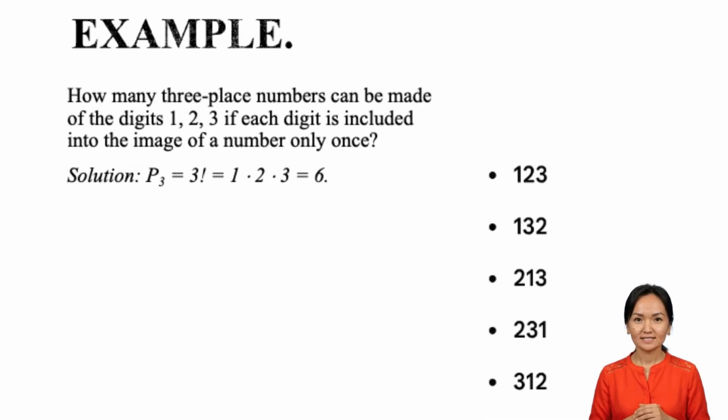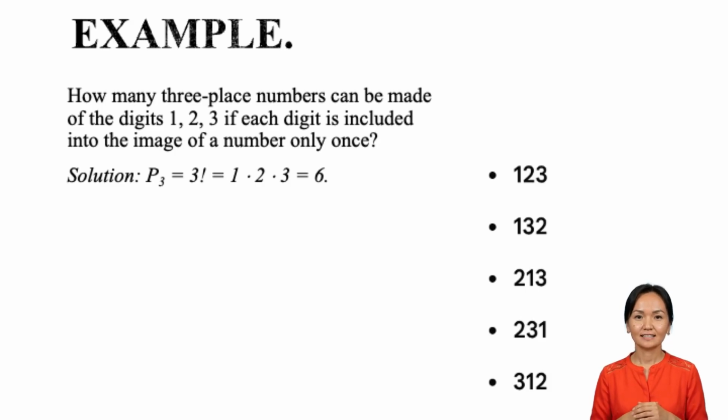Let's look at a concrete example to see how these ideas work in practice. The problem asks, how many three-place numbers can be made from the digits 1, 2, and 3 if each digit can be used only once? This is a classic permutation problem. To solve it, we use the formula P_3 equals 3 factorial, which means we multiply 3 times 2 times 1, giving us a total of 6 possible arrangements.